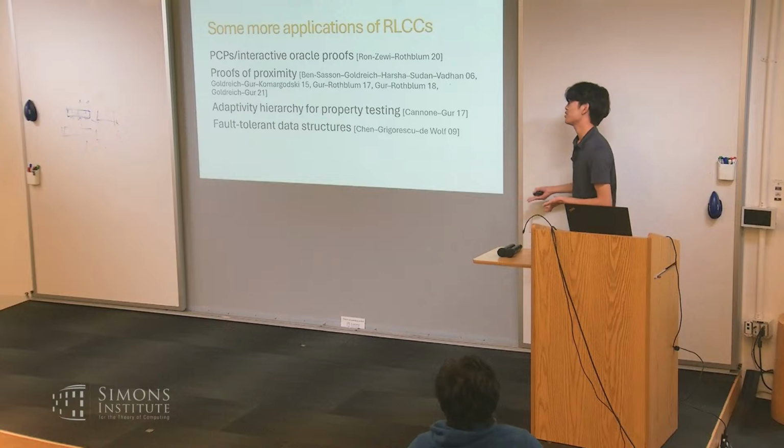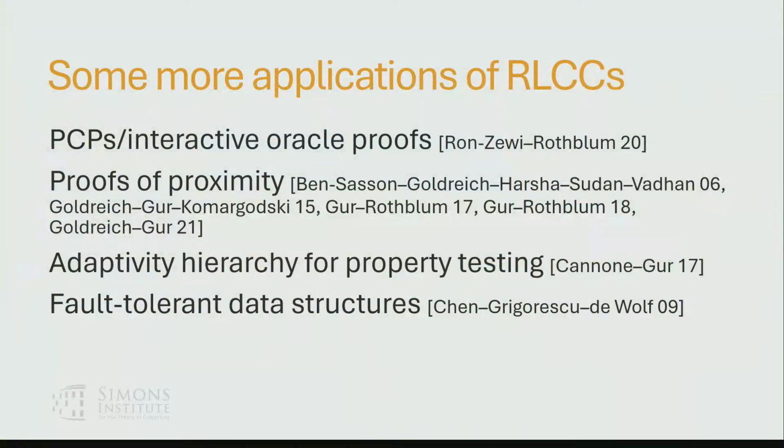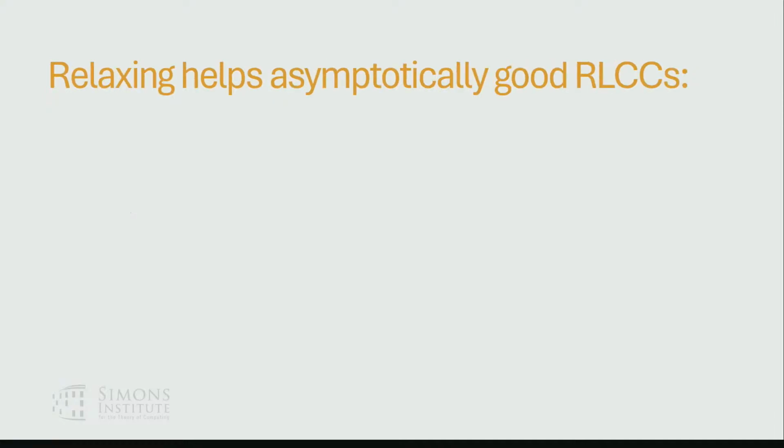Right. So my point is that this definition is actually useful, and there are places where you could use RLCCs in place of LCCs. I told you that in the constant query regime, the work that BGHSV introduced showed a massive improvement. So how does this affect the asymptotically good regime that we study in this work?